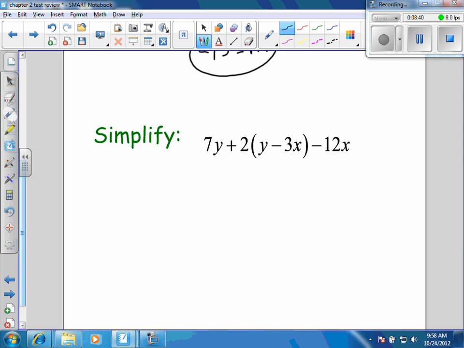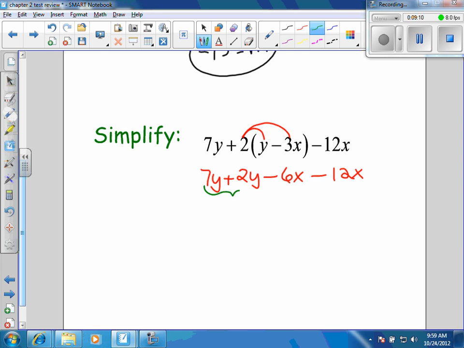Sean? What was the answer to? Okay, so some of you have 9y minus 18x. Nandib, what'd you do first? Should I use the distributive property? I did 2 times y. Okay, so I'm going to bring the 7y down. 2y. Minus 6x. Good. Minus 12x. And put together y. 7y plus 2y.